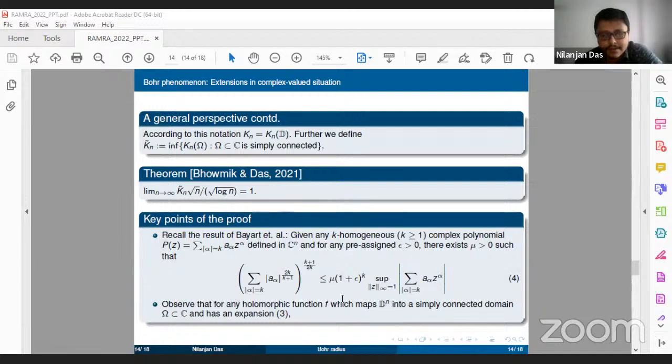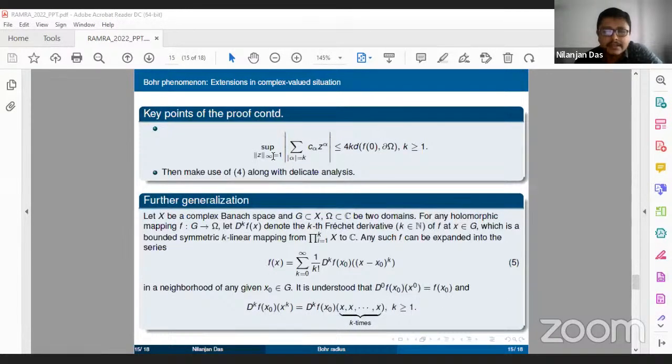So using that inequality, for this supremum, the sup over norm of z infinity equals 1 of mod of this whole thing, the sum over mod alpha equals k of a_alpha z to the power alpha, this part has to be estimated. We can achieve this estimate from some function theoretic techniques. We can say that this is less than or equal to 4K times d(f(0), ∂Omega). And then we need to use some analysis, which is kind of complicated, but can be done.